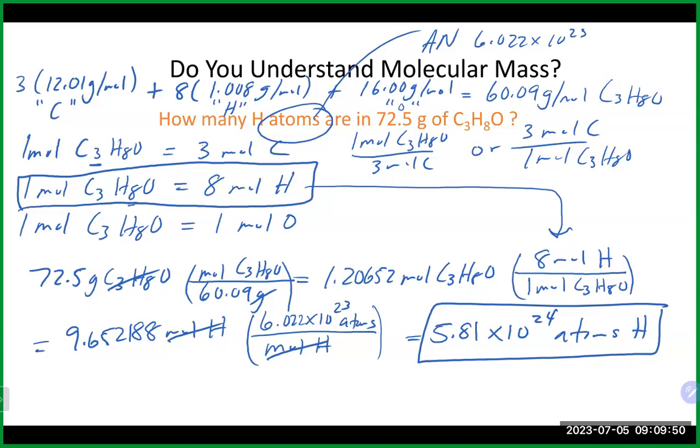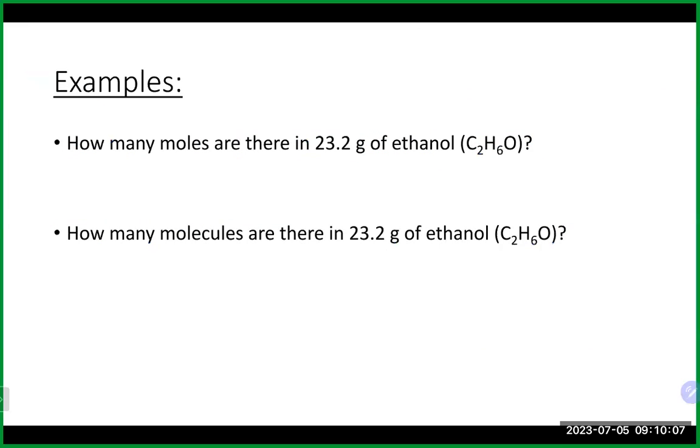Any questions on that? So again, you may be asked about some individual element in a formula. And again, that formula can be used as sort of a mole to mole sort of conversion factor for each of those elements. All right, let's try a few more here to finish it out on this stuff. How many moles are there in 23.2 grams of ethanol? And how many molecules are there? Again, carbon is 12.01 there in the periodic table, hydrogen 1.008, and our good friend oxygen still 16, I think.